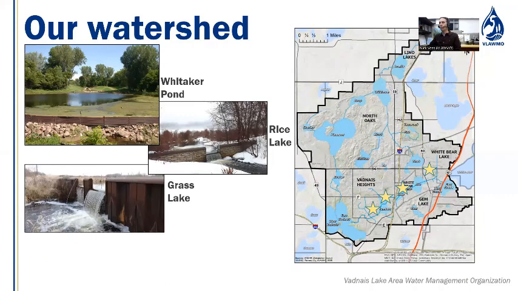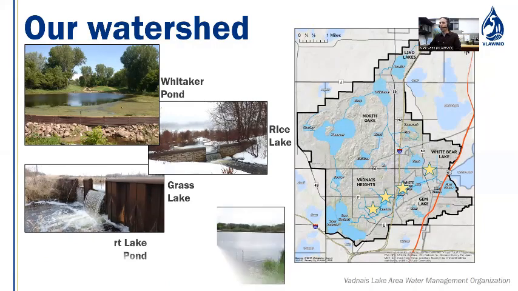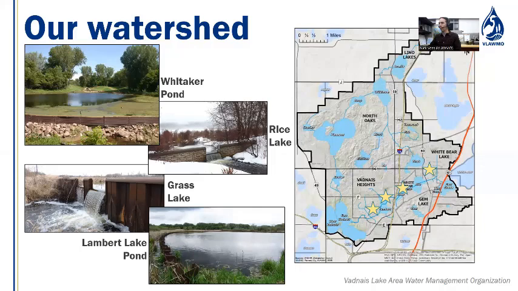So we have Whitaker Pond, Rice Lake, Grass Lake, and Lambert Lake Pond. And that's in order from north to south on Lambert Creek. The other areas of the watershed work as channels, going from Amelia all the way through to East Badness Lake. Then we have the connection from the Mississippi River because of the St. Paul Regional Water Services.